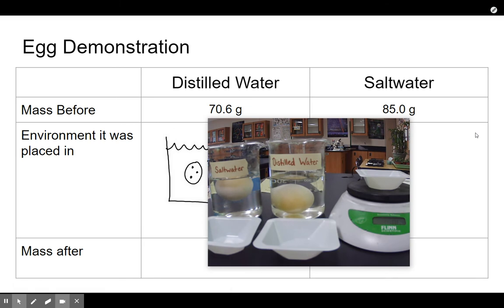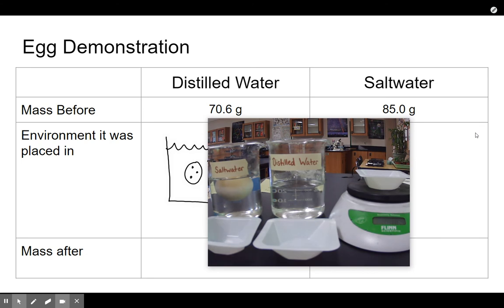So here we are back with our egg demonstration. These have been in this solution probably for about an hour and a half, almost 2 hours now, sitting in either the plain distilled water or the salt water. So we'll go through and take the final masses of these as they come out of here and see what happened. As I take these out, I'm going to dry them off just a little bit so we're not taking the mass of the extra water on the outside.